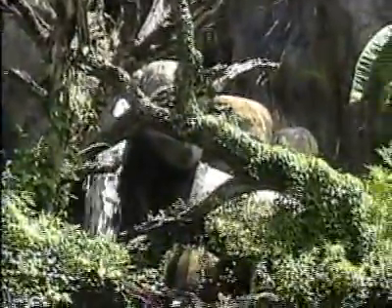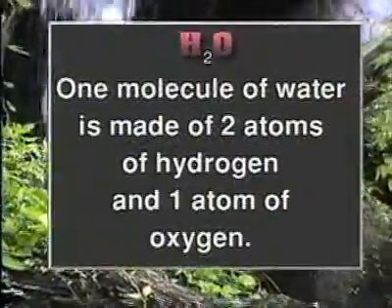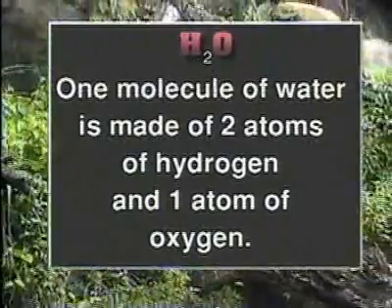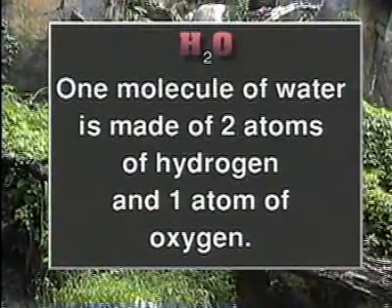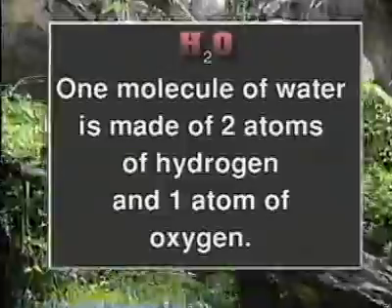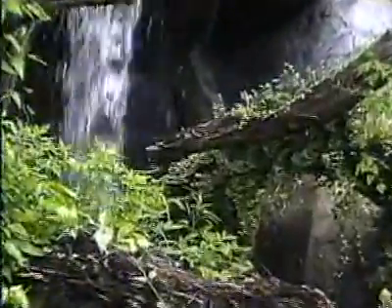Water is made of the elements hydrogen and oxygen. The formula for it is H2O, which means that one molecule of water is made up of two atoms of hydrogen and one atom of oxygen. The smallest possible amount of water is one molecule of water.